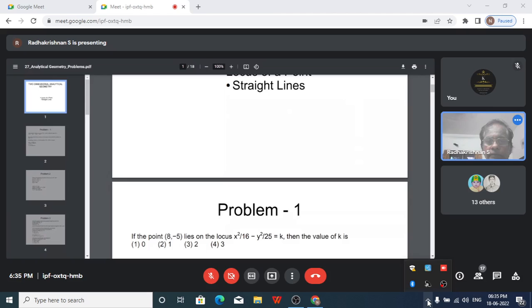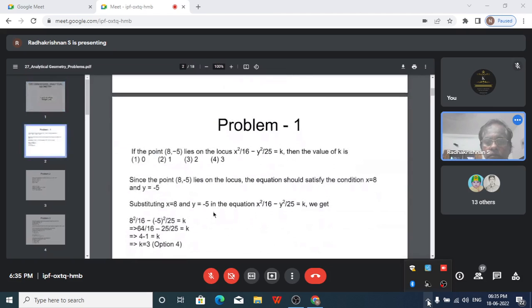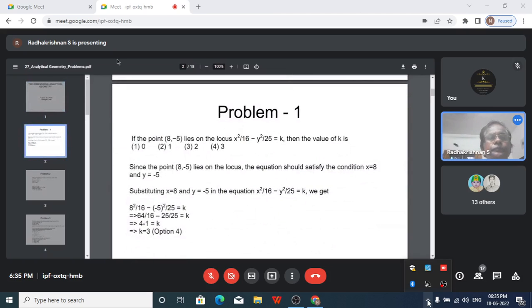Shweta, you are right. Okay, 3 is the right answer. Since the point lies on the locus, the equation should satisfy. So it's a very simple concept of locus. Right. So let me move on to the second problem.